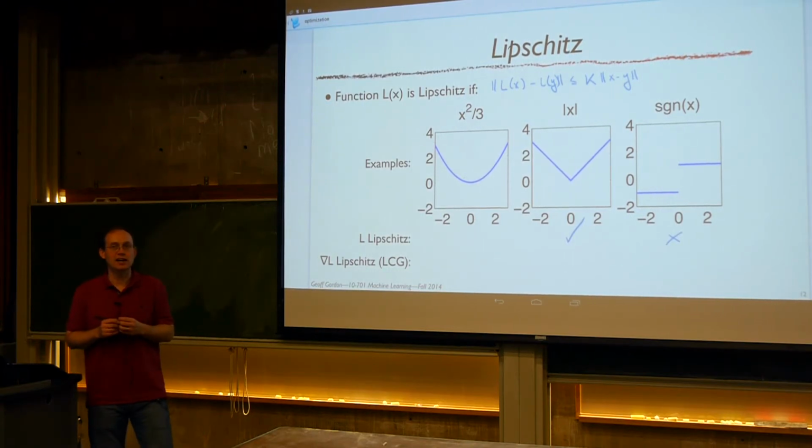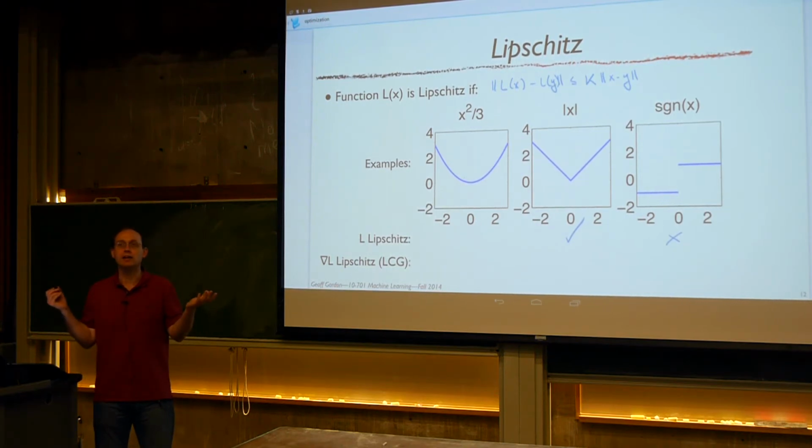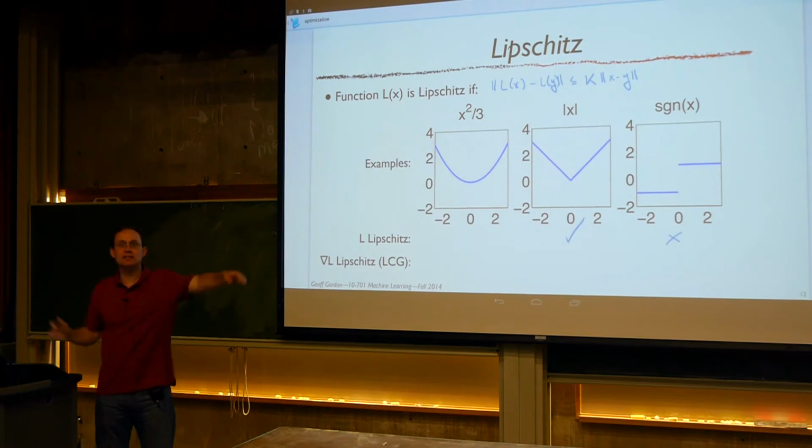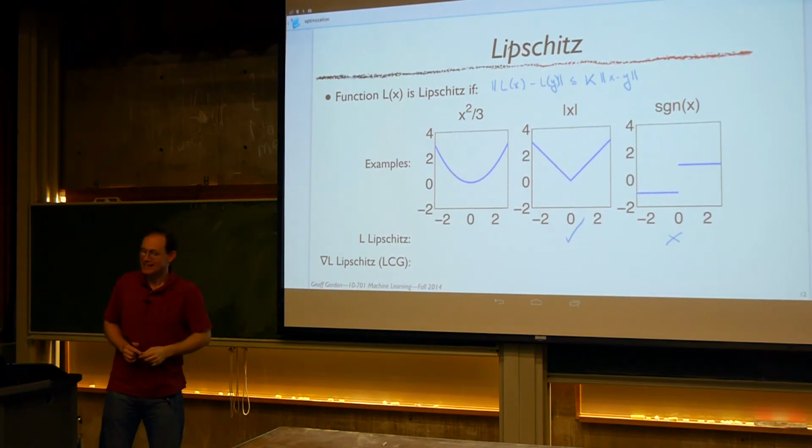Now let's take the last example, the quadratic function. Anybody, let's take a vote. Who thinks it is Lipschitz? All right. And who thinks it's not? Ooh, evenly split. All right.